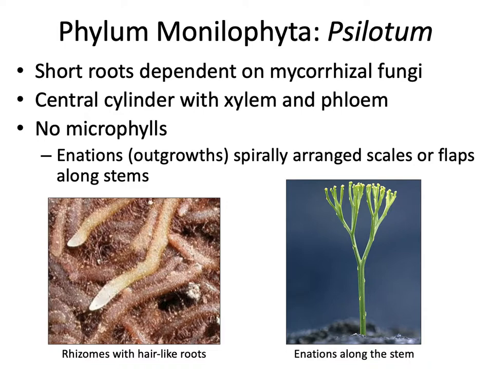It has short roots dependent on mycorrhizal fungi. The stems have a central cylinder with xylem and phloem, and it has no microphylls, so no primitive leaves. Instead, it has what are called enations, which are outgrowths of the stem that are spirally arranged as scales or flaps.